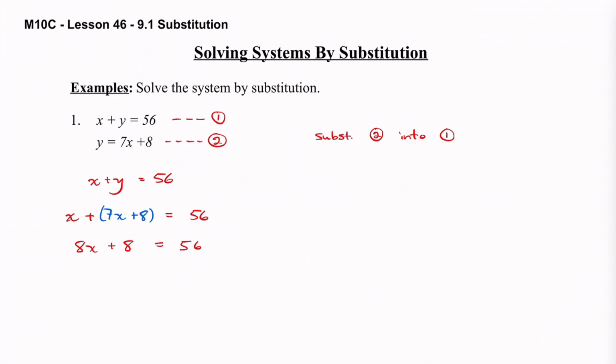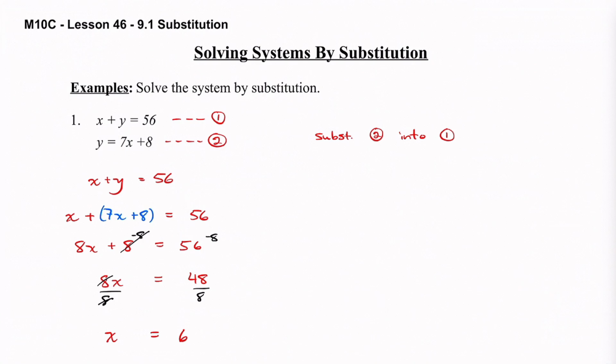To solve this, we just have to isolate for x. I am first going to subtract 8 from both sides. My 8's are going to cancel, so there's only an 8x left on this side. On the other side, I have 56 minus 8, which is going to give me 48. Then get rid of that 8 by dividing by 8. These 8's will cancel, and x is going to equal 48 divided by 8. That is 6.